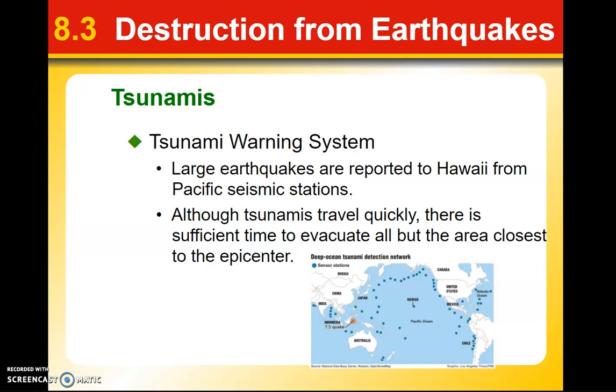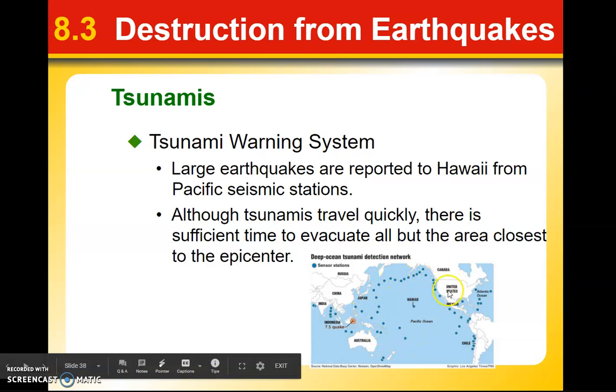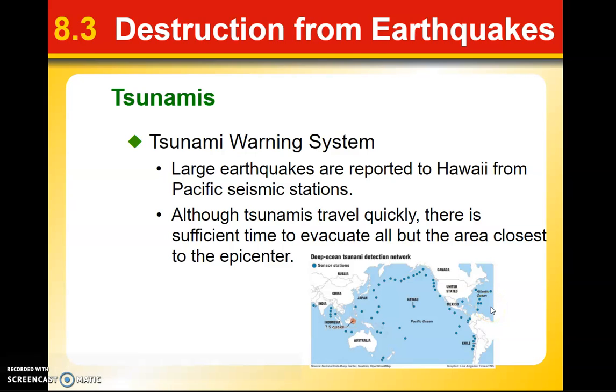So back to the tsunamis. There's a tsunami warning system set up. Large earthquakes are reported to Hawaii from Pacific seismic stations. Here on this map, you can see all these little blue dots. Those are the sensor stations that they have sitting at the bottom of the ocean. Although tsunamis travel very quickly, there's sufficient time to evacuate all but the area closest to the epicenter.